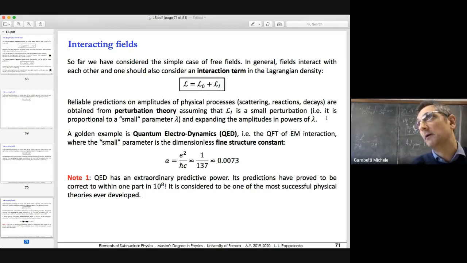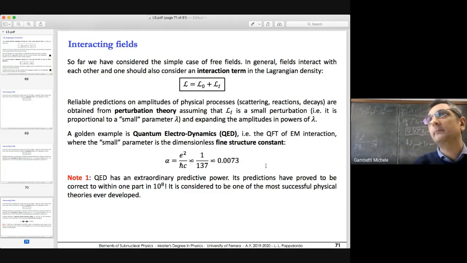This is a very powerful technique, of course, to get predictions for cross-sections and decay rates. One golden example of this is quantum electrodynamics, that we will start studying tomorrow. That, as we will see, is the quantum field theory of the electromagnetic interaction. In the case of QED, the small parameter is in fact the fine structure constant, which is 1/137. So you see, this is a small number, so you can easily make a power expansion over this small parameter. And when you take orders up to the second power or third power, they become more and more negligible.